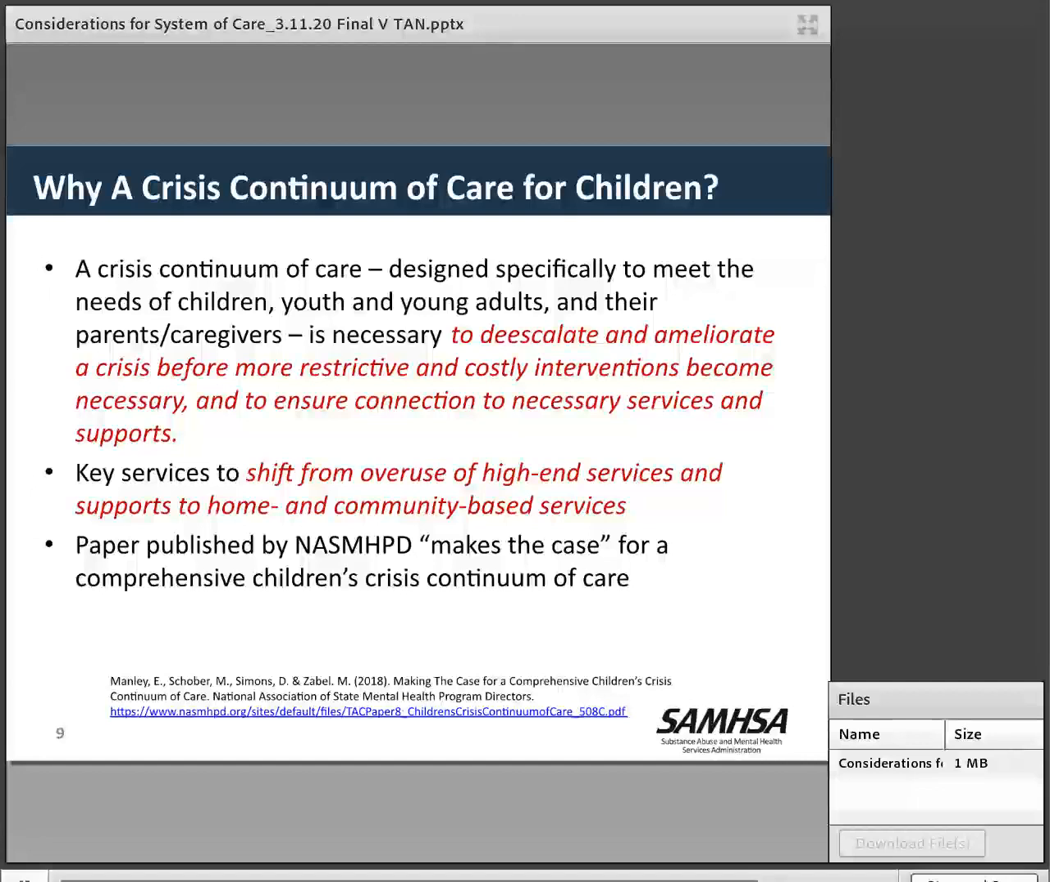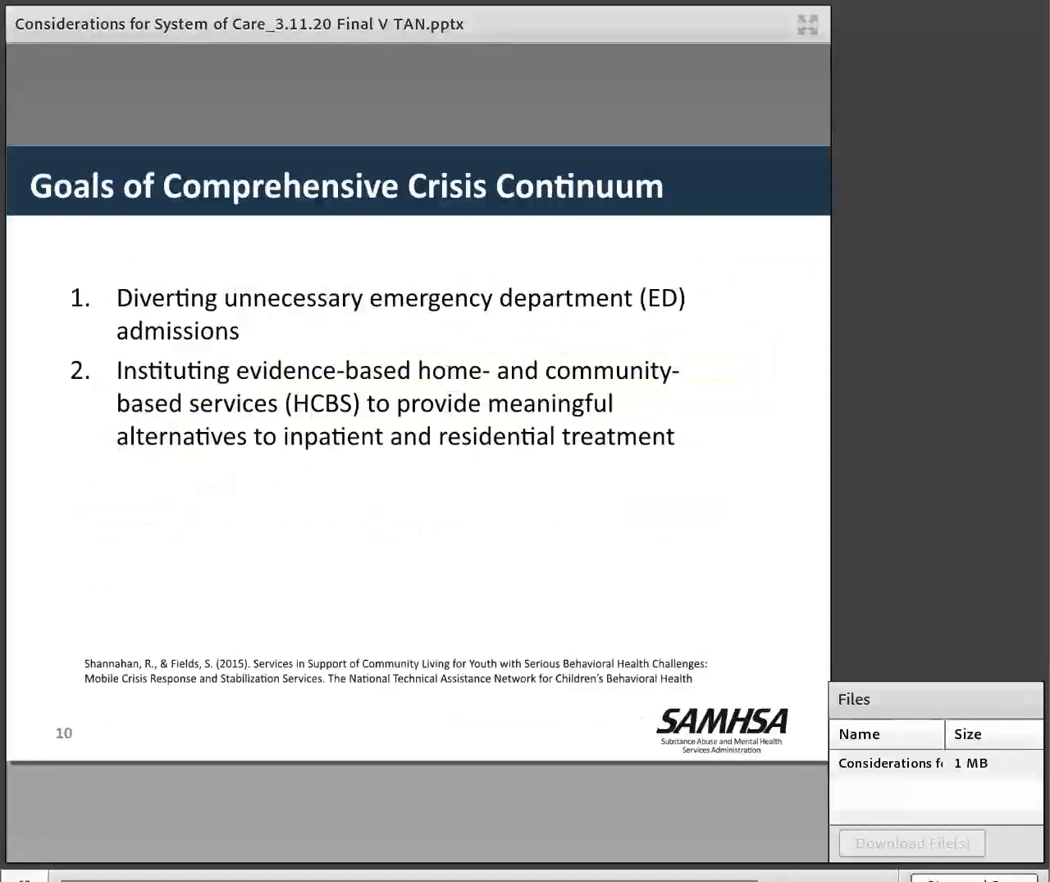In 2018, we published a paper for NASHBIT that made the case for building a children's crisis continuum of care, and a lot of this presentation is really about how we went about putting that together and why that whole conversation was really important to have a specific crisis continuum for children.